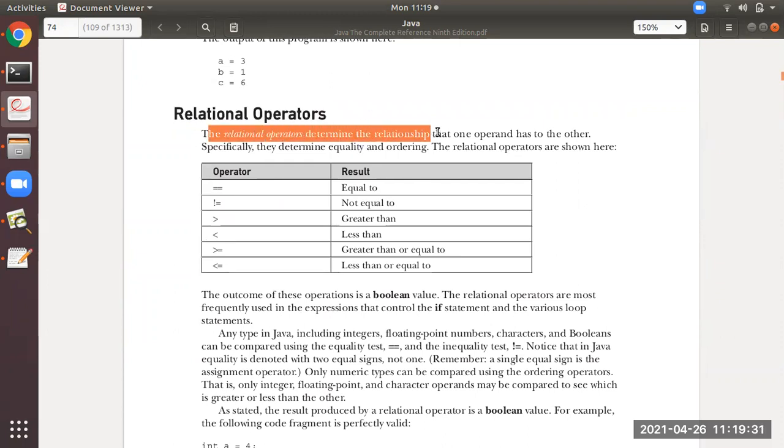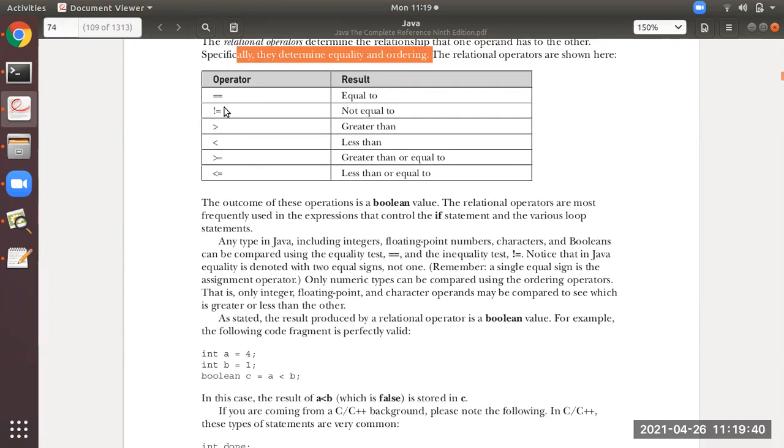Now relational operators, see here, the next core topic. The relational operators determine the relationship that one operand has to the other. Especially they determine the equality and ordering. So this is the table of relational operators. The output will be in the form of zeros and ones.